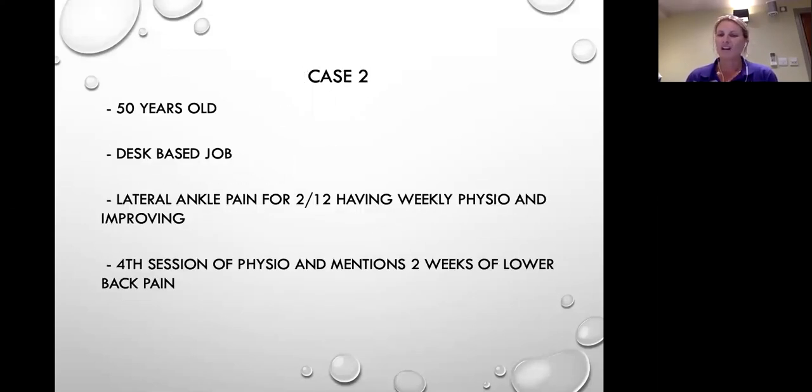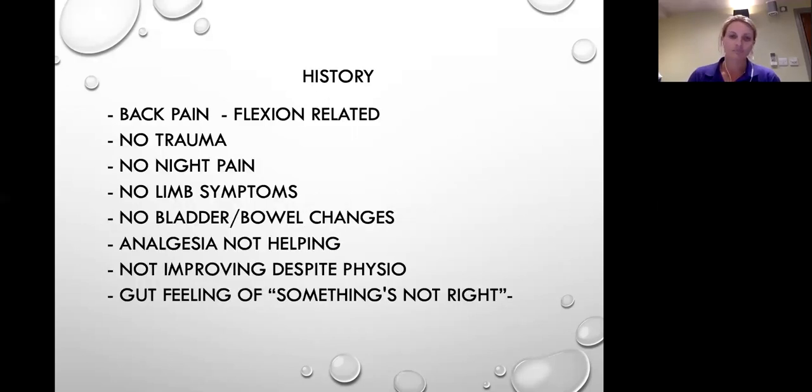Unfortunately, she wasn't getting better, and there was a little bit of a concern that something wasn't quite right, and the physio couldn't put her finger on it, but we knew something didn't quite match. So then she was referred to me and I saw her. So the back pain was flexion related.